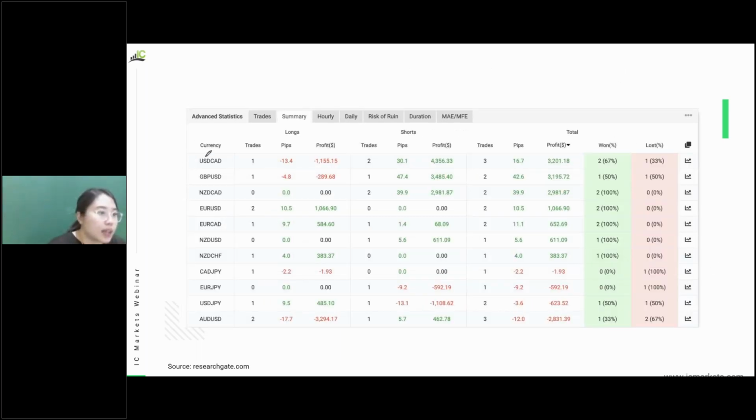The other cool thing, this is what it will look like. In summary, it will tell you what currencies we took, what instruments you took. In this case, for USD CAD, you took one trade.